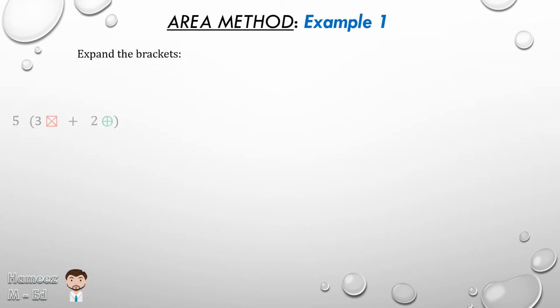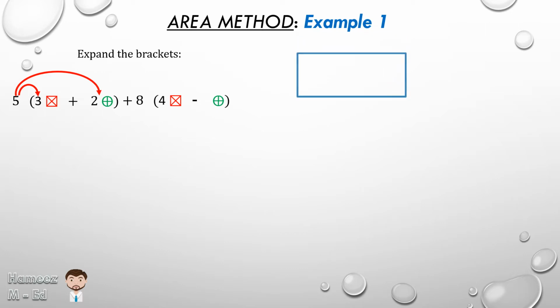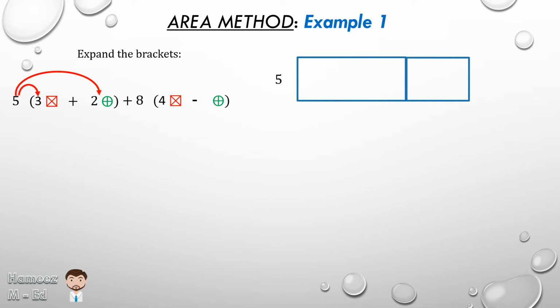We will now look at the same example using the area method. So remember, expanding the brackets means to multiply, and our question was 5 times 3 squares plus 2 circles plus 8 times 4 squares minus a circle. So if you remember this, we work it as if it is the area of a rectangle. As such, we're multiplying both of them so it looks like length times breadth. So we will take the breadth here as 5, and we will take the length of the rectangle, the first one, to be 3 squares plus 2 circles.